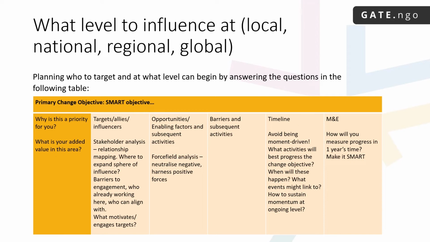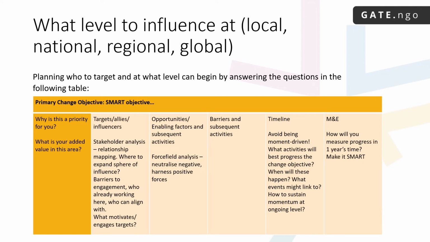What are the barriers to engagement? Who is already working here? Who could we align with? And what motivates and engages those targets or decision makers? Consider the opportunities and barriers. You can use a force field analysis to look at trying to neutralize negative aspects and harness positive aspects or forces. Look explicitly at barriers and how you would focus your activities in relation to those.